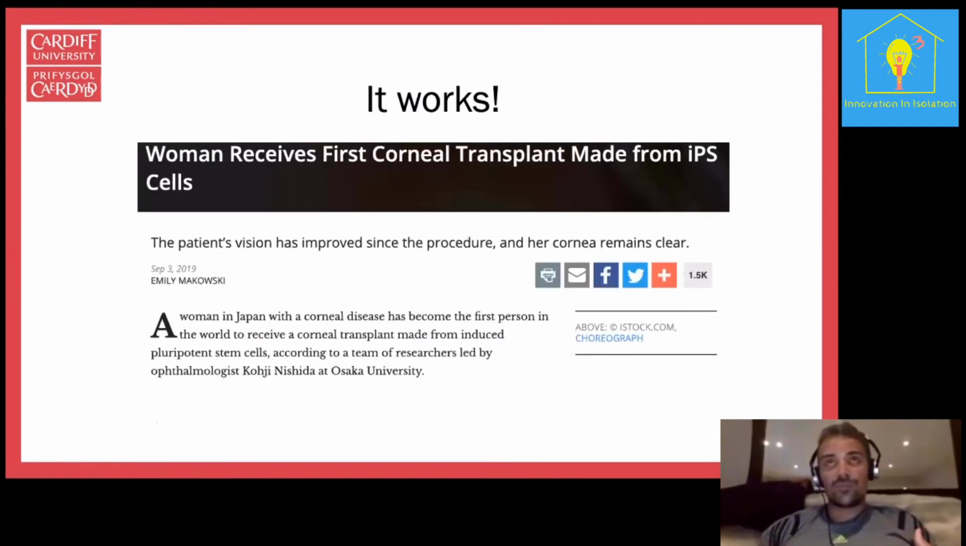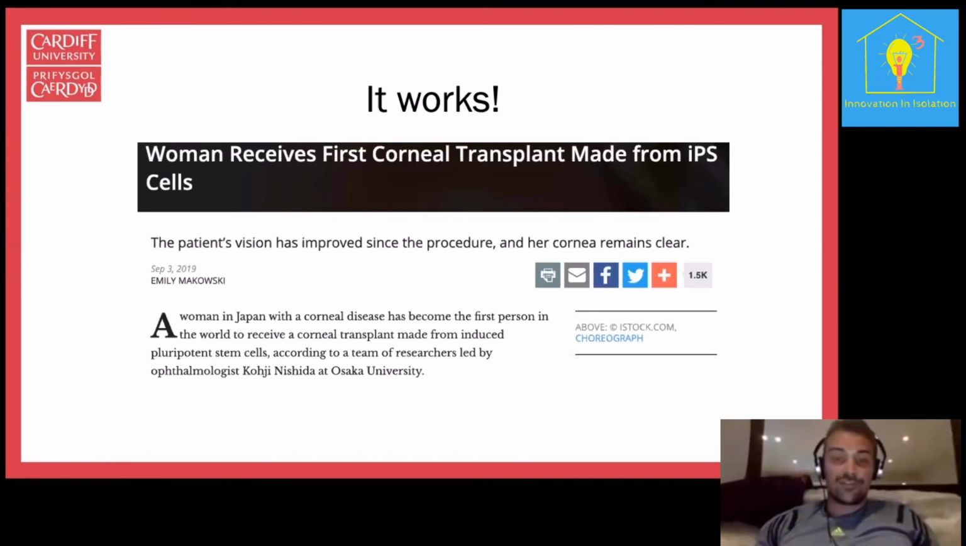So there's a group in Japan that have developed a protocol to do this. It's essentially a 2D structure where you give certain amounts of factors and the cells will self-organize into different cell sheets, and you can then pick off the ones that look like corneal epithelium and then grow them up, and they will eventually have some stem cells in there, and that's how that works. And they have actually transplanted this into somebody, and it restored their vision.